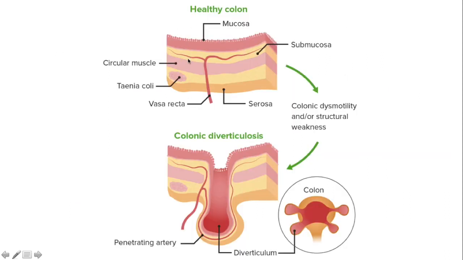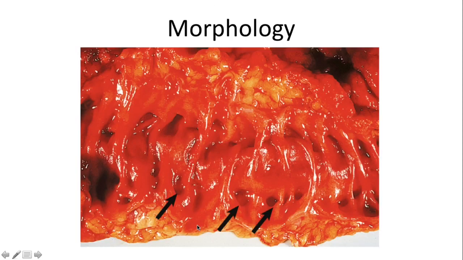In normal colon, you will find that the layers are intact, the circular muscle here and the discontinuous tinea coli, and this is where the penetrating vessels are. And in the setting of colonic dysmotility and or structural weakness, this is where diverticulum tends to happen. They invaginate in between the tinea coli, where the penetrating vessels are.